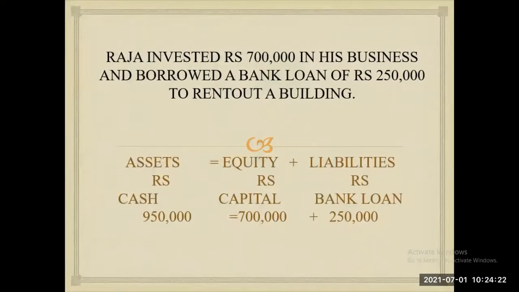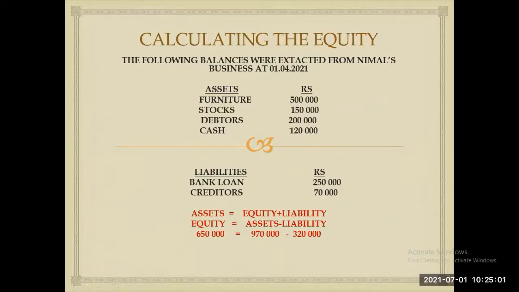For example, we apply this equation and we see how these transactions affect this equation. Raja invested 700,000 and in the meanwhile he borrowed a bank loan for 250,000. So the amount of 700,000 is the capital and the 250,000 is a bank loan. So he has to pay off this liability, but the total amount of the capital and bank loan makes the asset. That means the asset value of the business is 950,000.